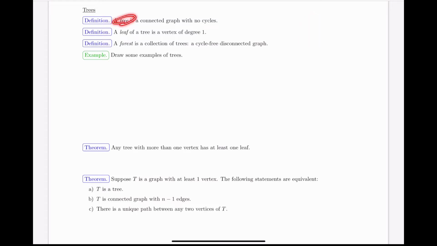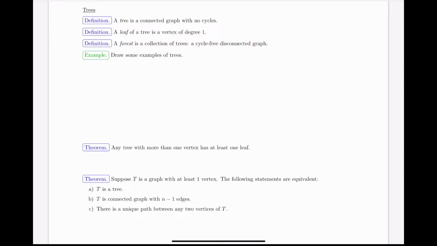Of course, every tree has leaves. A leaf of a tree is a vertex of degree 1. So for example, if I have a tree that looks like this, it's connected and it's got no cycles, these vertices are called leaves. If you have more than one tree, you are going to get yourself a forest. And that is exactly what it sounds like. It is a collection of trees, a bunch of different trees put together but not connected. So it's a cycle-free, disconnected graph.